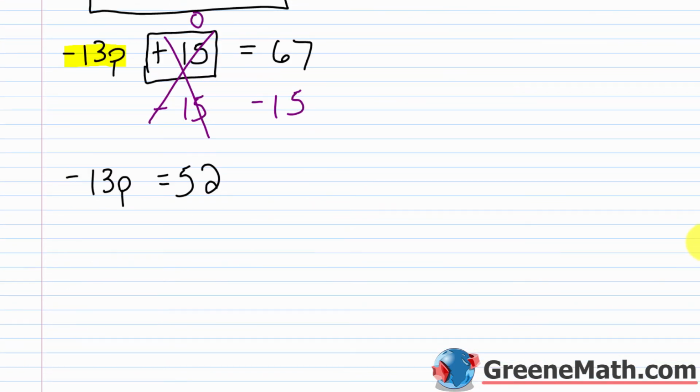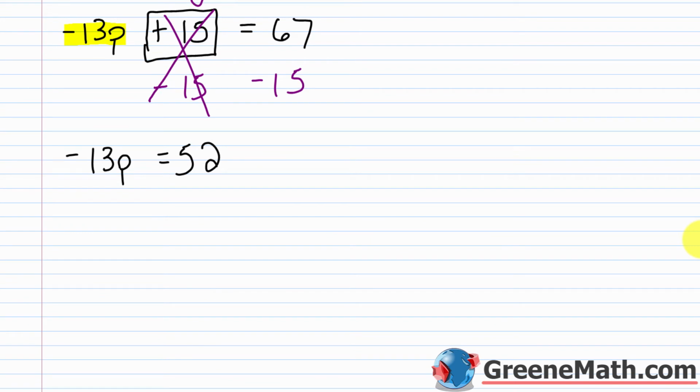All right. So now what's left, we want to isolate the variable, right? So we want to isolate p. And how do we do that? Well, we always want to look at what's being done to that variable, right? So in this case, we have negative 13 that's multiplying our variable p. So to undo multiplication, we do division, right? So we're going to divide both sides of the equation by the coefficient of p, which is negative 13.